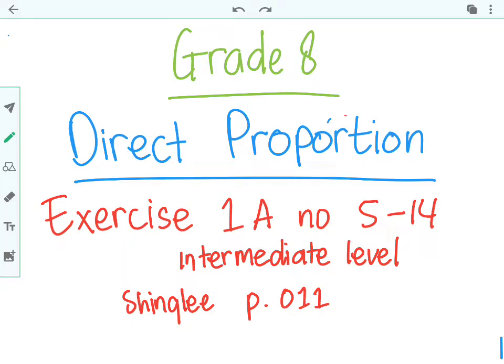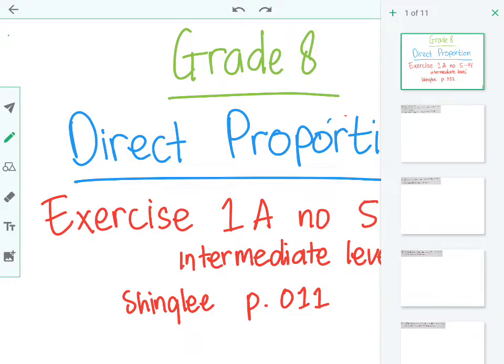Okay, good morning students. So today we are going to learn about direct proportion and we are going to have some practice in exercise 1A number 5 to 14. It's intermediate level in single textbook page 11. Okay, let's start with number 5.